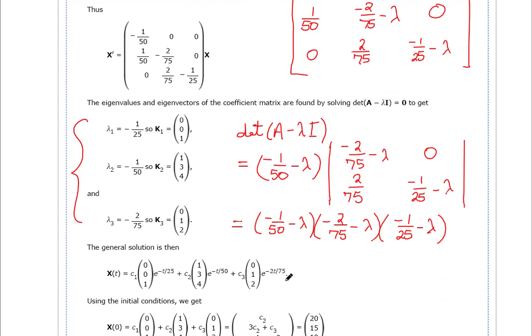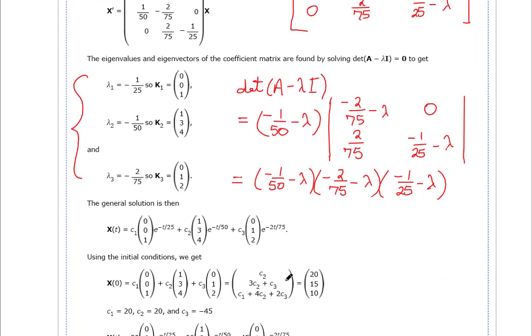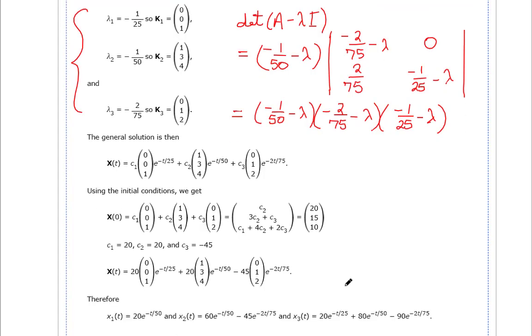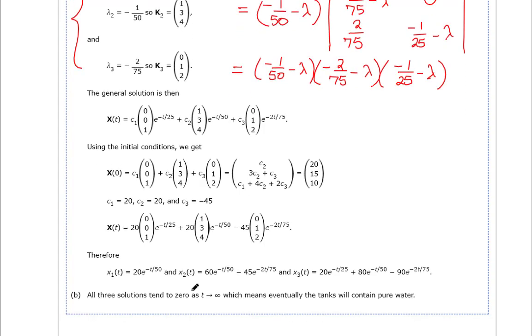Alright, and so now if you plug in your initial conditions, what those were, you can solve for C1, C2, and C3. And so you get solutions for x1, x2, and x3. But what you can notice is as time goes to infinity, these are all negative exponentials, so they are decaying to 0. So what they're saying is eventually all the tanks will contain pure water, because if you remember, we had pure water entering the tank.